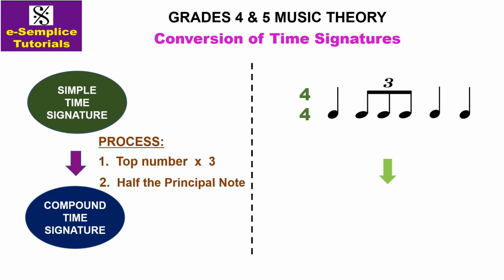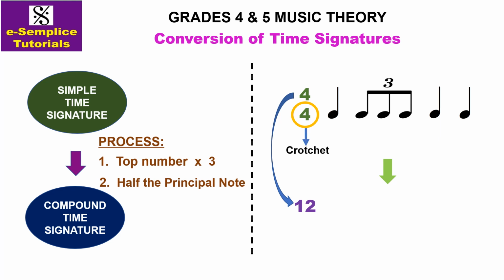Now let's take this example of 4/4 time. Step 1. Multiply the top number by 3. You have 12. 4 times 3 will be 12. Then halve the principal note. Please note, you are not to halve figure 4. Rather, look at 4 as a principal note. It is the note you will have, not the figure.